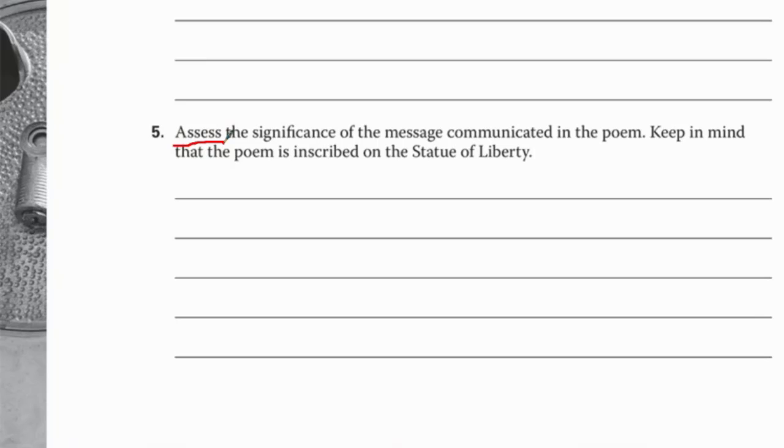Now it's your turn. Go through numbers 1 through 5 independently and write your responses in complete sentences. When you're done, you can submit your work to me. Have a wonderful day.